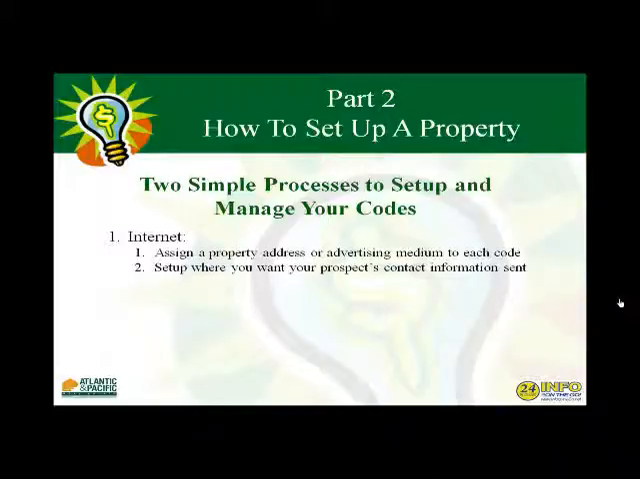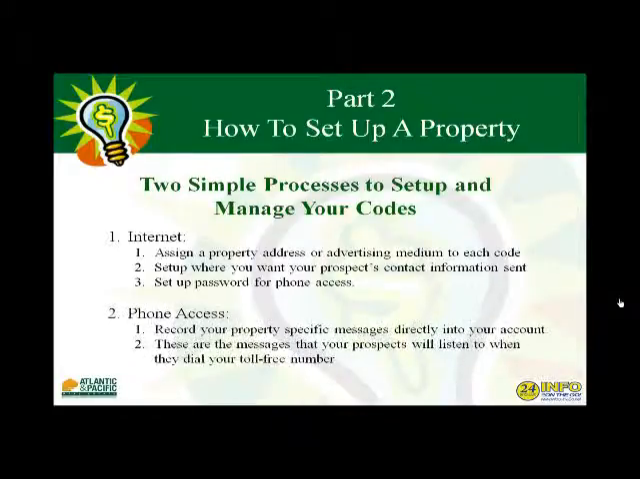We're going to tell you how to set up where your prospect's contact information is going to be sent, and then we're going to tell you how to set up a password or a PIN code so you can access your system from your phone if you're out in the field or if you're in your office and don't have access to the internet. Then we're going to tell you how to access it on a phone. So all of your property recordings will be done using the phone. When you go out there, you'll want to just put in your PIN code, and I'll show you exactly how to do that here in just a minute or two.